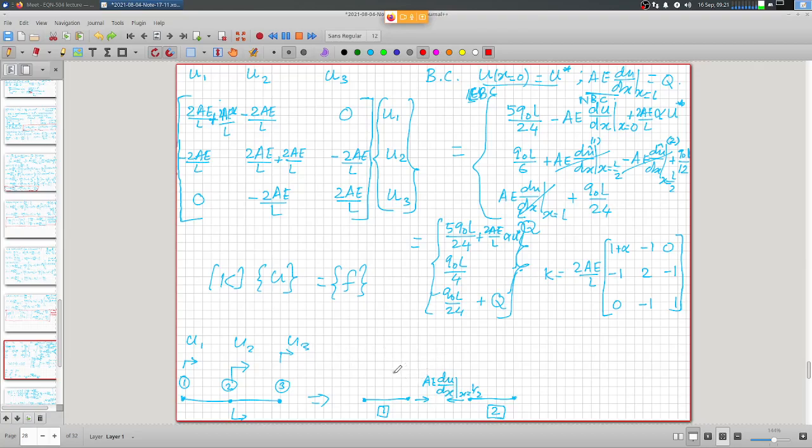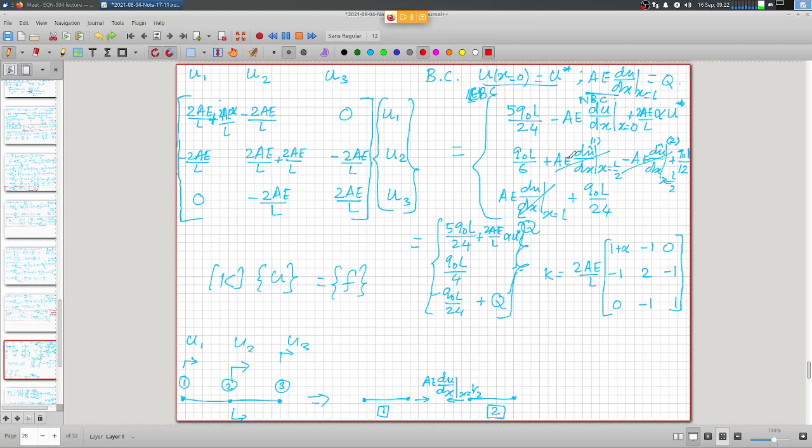You all are familiar with this free body diagram concept and action reaction pair. But a little complication here is that this term is contributed by element number 1. So du by dx that you are computing is actually based on the approximation of u over element 1. And this term is contributed by element number 2. And du by dx that is being computed is coming from the approximation for u over element number 2. So u is approximated as a linear interpolation between u1 and u2 in element 1, and in element 2 it is constructed as a linear interpolation between u2 and u3. So these two are going to be independent, and in general they will not exactly balance each other out.